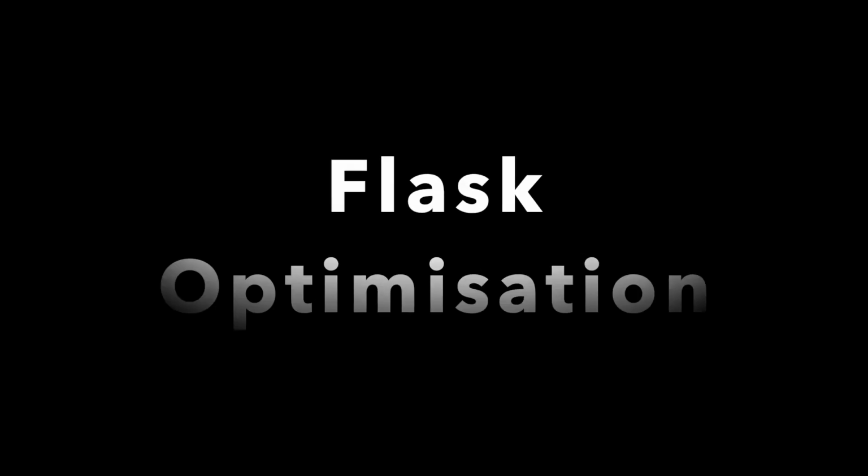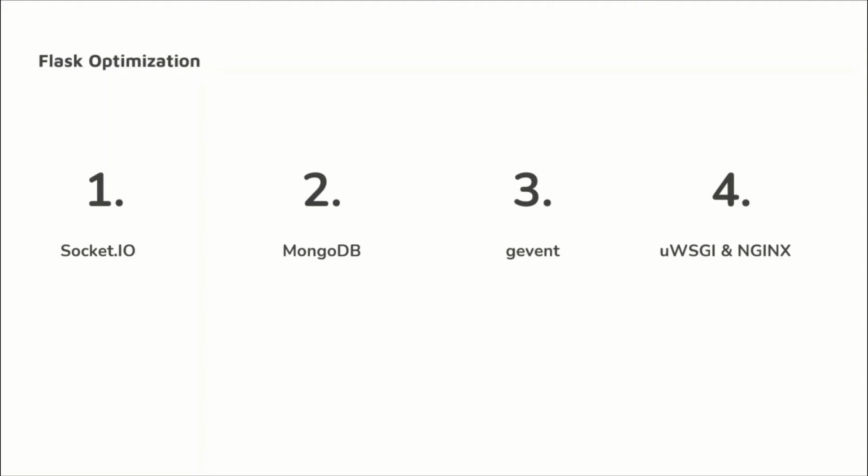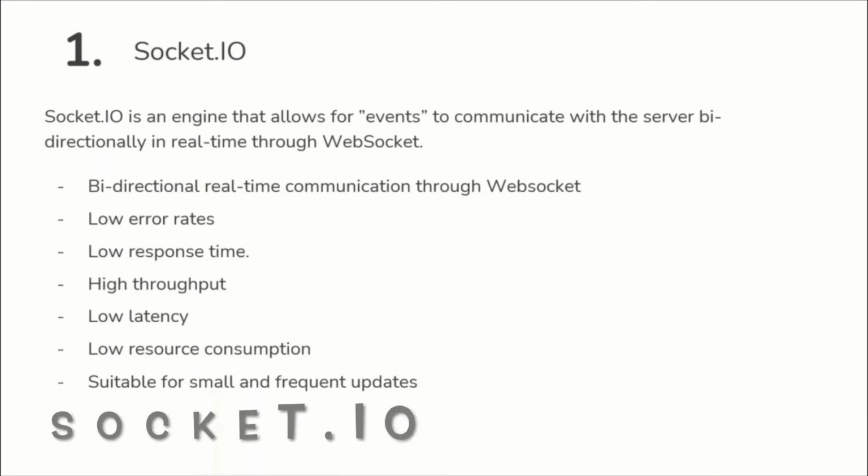The Flask optimization consists of Socket.io, MongoDB, Gevent, uWSGI, and Nginx. Firstly, we chose to use Socket.io to send updates to the dashboard because it provides low latency communication between the client and server. As compared to Ajax, which needs to go through an HTTP server thread to process requests, Socket.io requires fewer resources and is more suited for this use case.